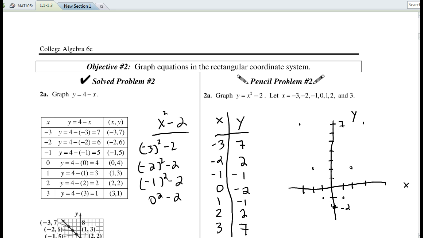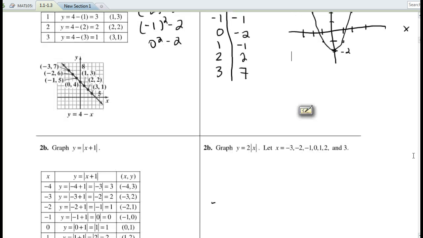Alright, now we try and connect these with some sort of smooth curve. I'm doing the best I can. And the age-old use of graph paper is still helpful here if you are not super neat. Okay.